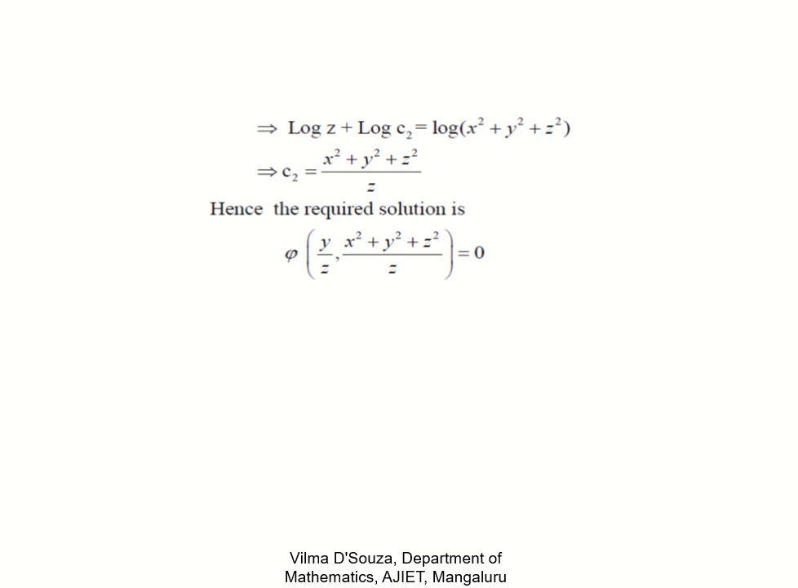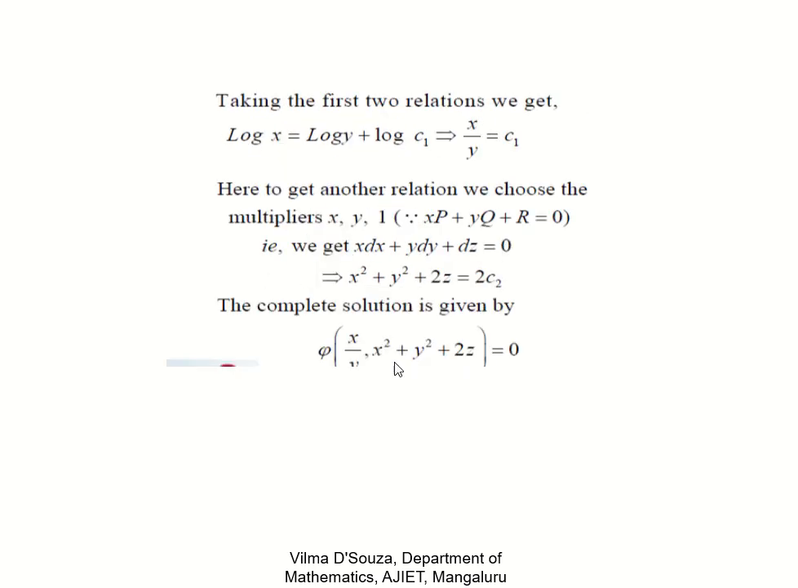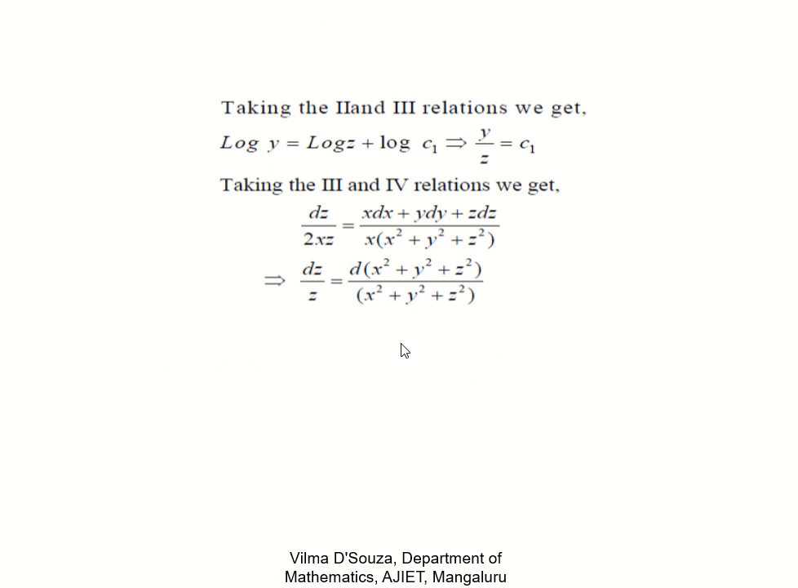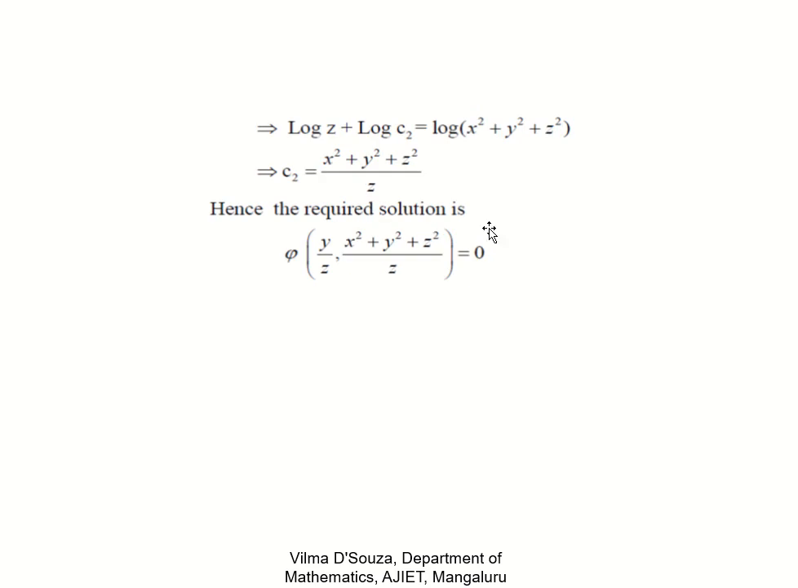So what is your required solution? Your required solution is φ(u, v) = 0, and your u is y/z = c1. Refer back and see: y/z = c1. This is your u = c1, and this is your v = c2. So φ(u, v) = 0 is your final solution.